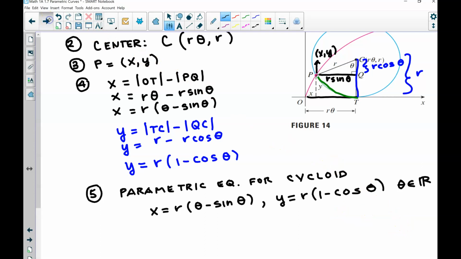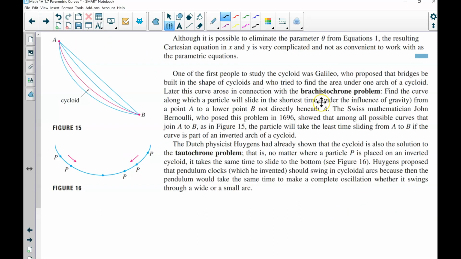Last, although it is possible to eliminate the parameter theta from equations 1, the resulting Cartesian equation in x and y is very complicated and is not as convenient to work with as parametric equations. Looking at figure 15 and figure 16, you can see that you have a cycloid. One of the first people to study the cycloid was Galileo, who proposed that bridges be built in the shape of cycloids, and who tried to find the area under one arch of a cycloid.